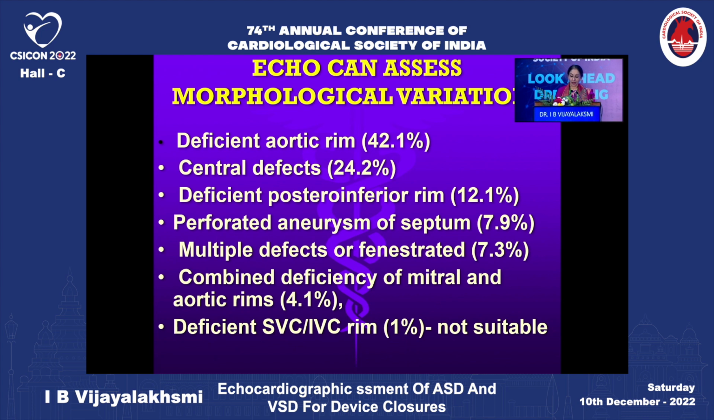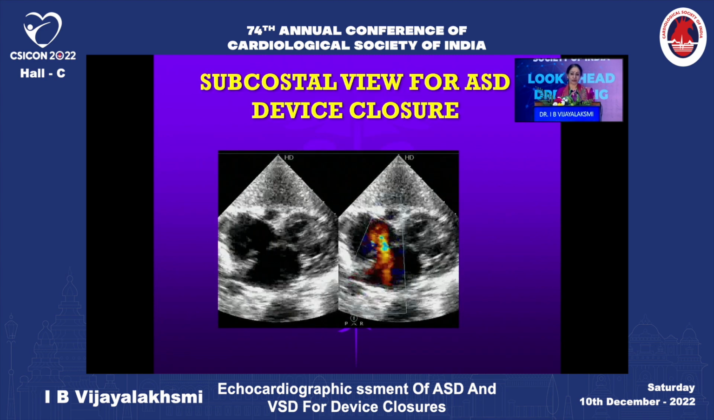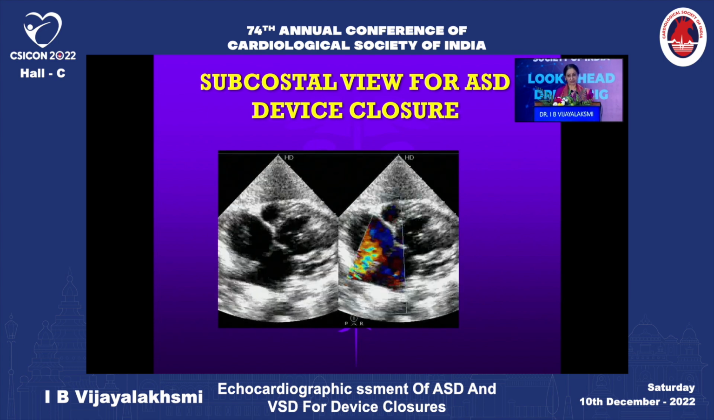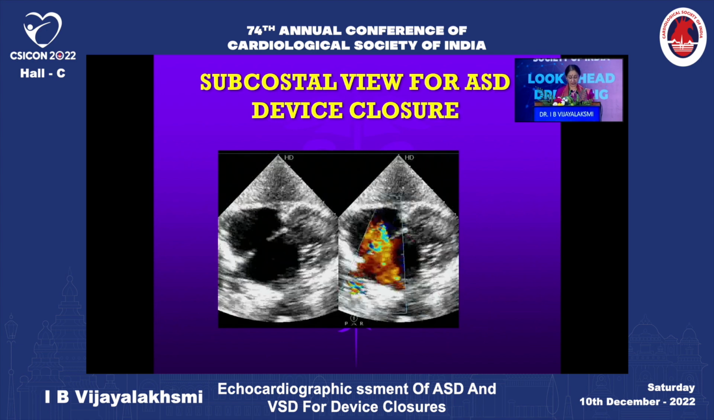However, the echo can also assess the morphological variations, whether a deficient aortic rim is there, a central defect is there, whether a deficient posterior rim is there, which is more often, and then multiple defects and fenestrations. All these things can be measured with echocardiography. The subcostal view is the best for getting the whole length of the intraatrial septum, because that is very important for choosing the device.